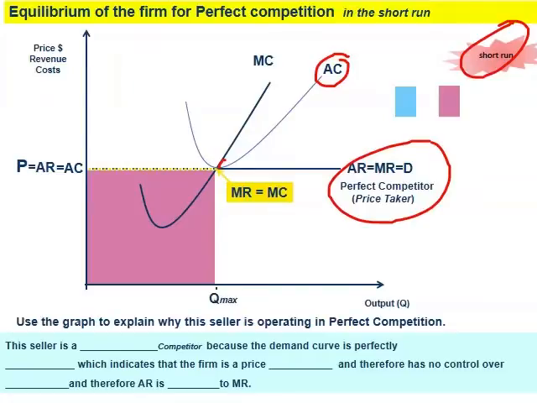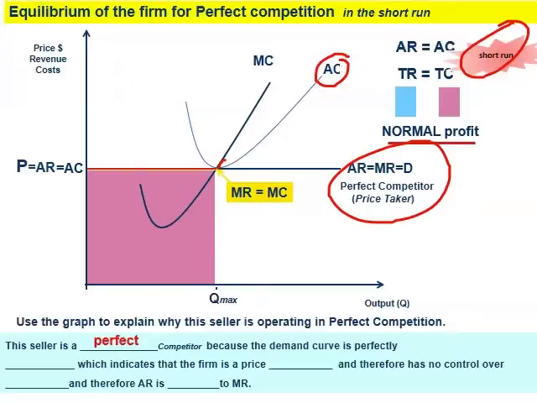So use the graph to explain why the seller is operating in perfect competition. The seller's in perfect competition because the demand curve is perfectly elastic, which indicates the firm is a price taker and therefore has no control over price. And therefore, average revenue is equal to marginal revenue.